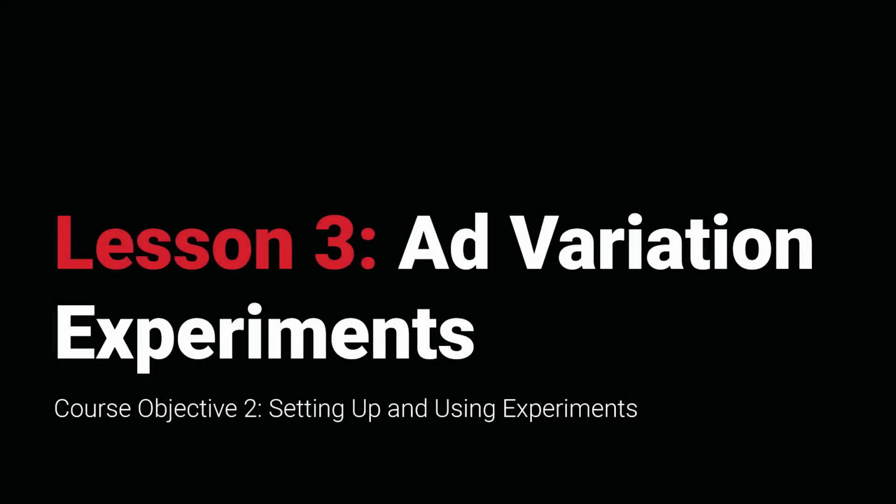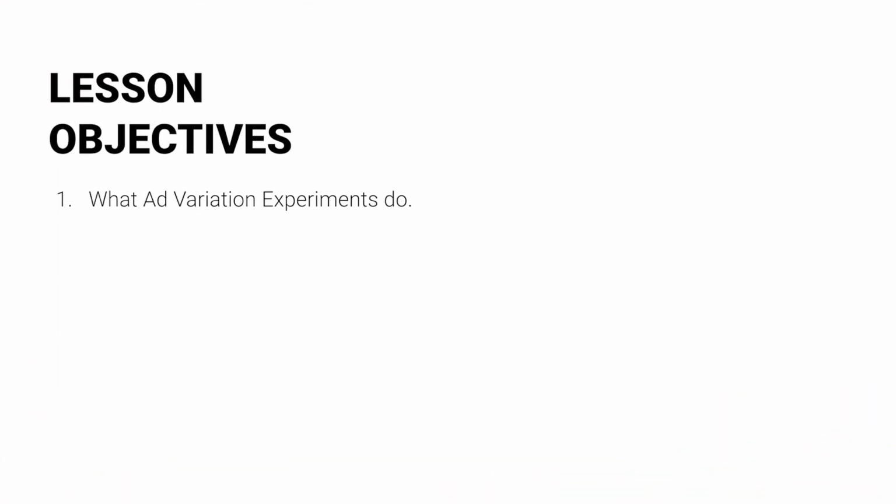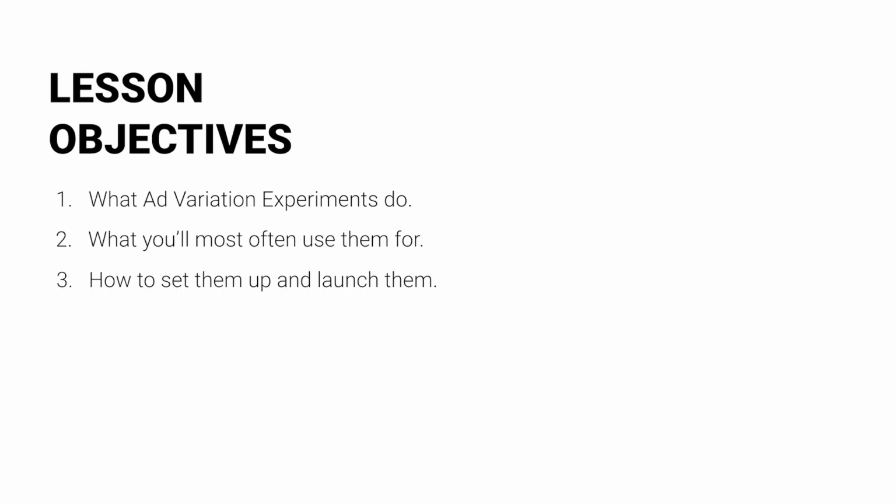Now that we know a little bit more about the interface and how things are laid out in the experiments tool, let's start diving into ways you can actually use it. One of the most basic ones is running an add variation experiment. So we're going to talk a little bit about what add variation experiments do, what you're most often going to use them for these days, and then how to set them up and launch them.